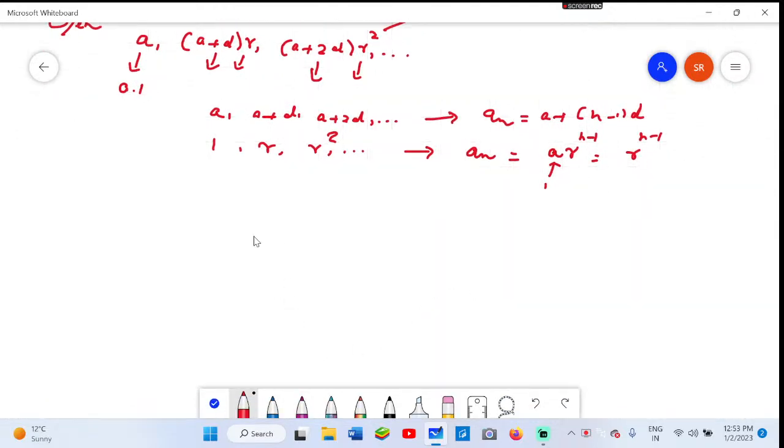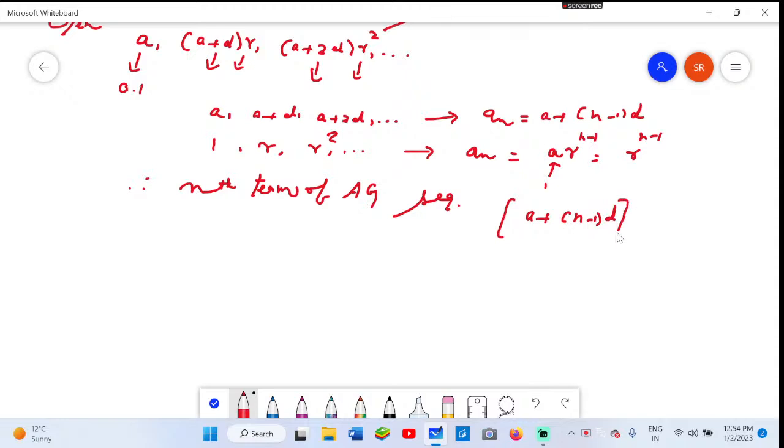It means the nth term of AG sequence will be (a plus (n minus 1) into d) into r raised to power n minus 1. AP part, GP part. Or I should say an AG series.